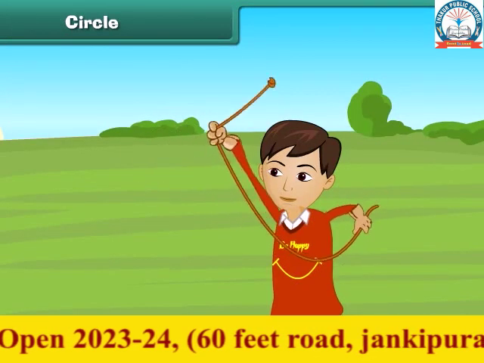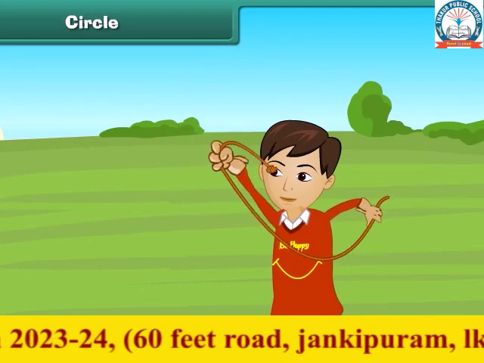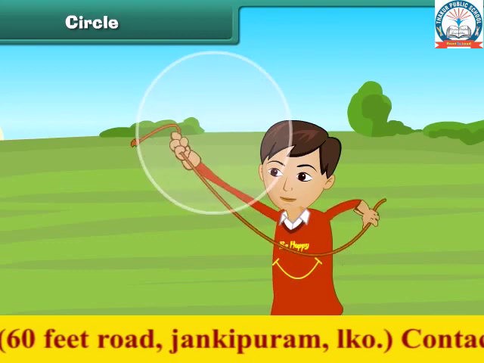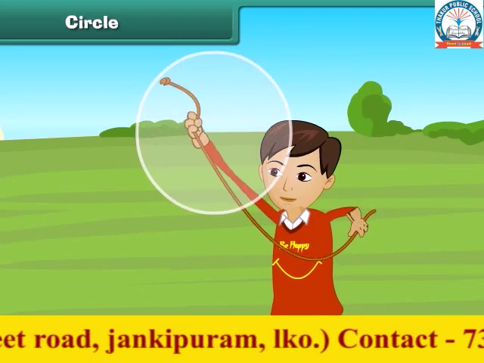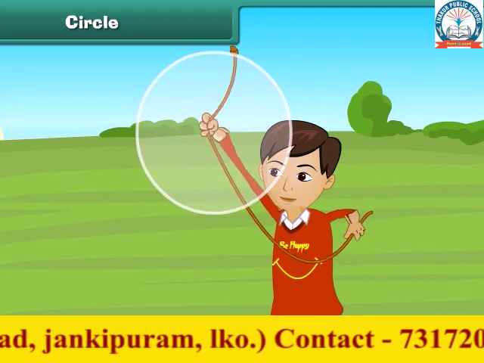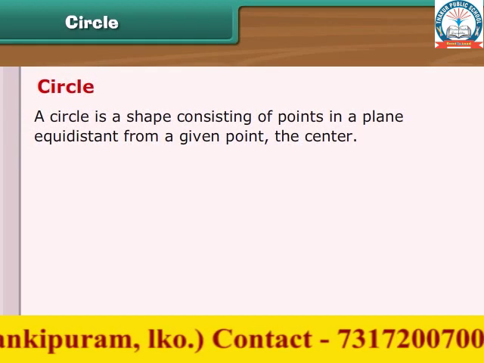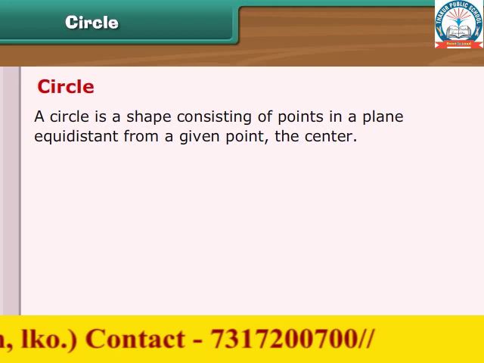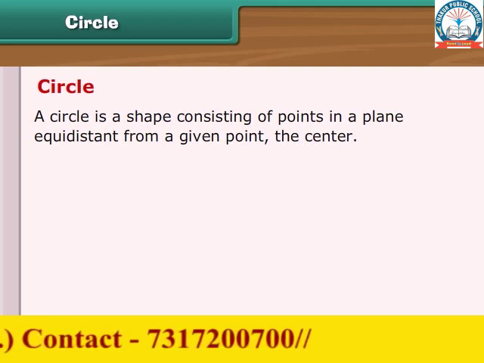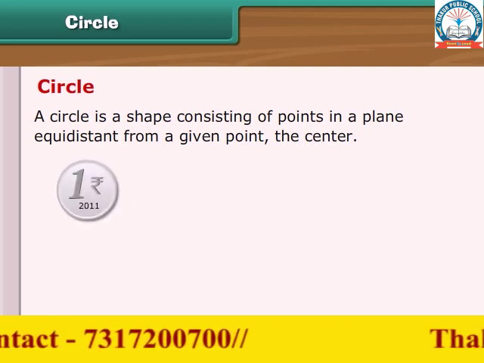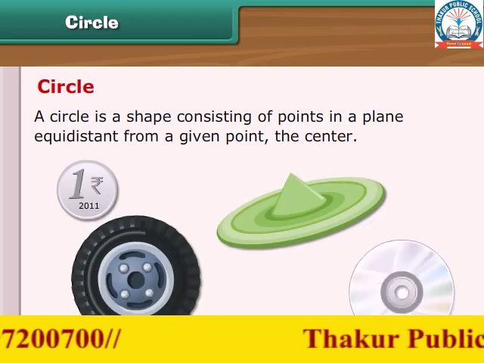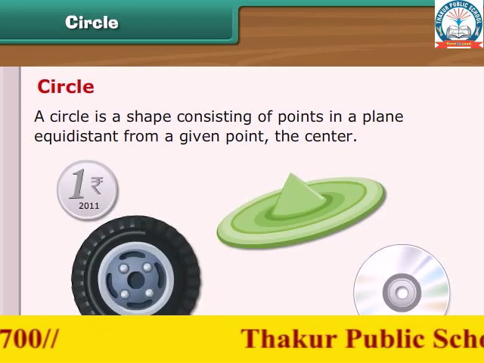Look what Sahil is doing. He is rotating the rope in the air. What shape the knot at the end of the rope is forming? It is circle. A circle is a shape consisting of points in a plane equidistant from a given point, the center. 1 rupee coins, flying disc, wheel, CD are circular in shape.